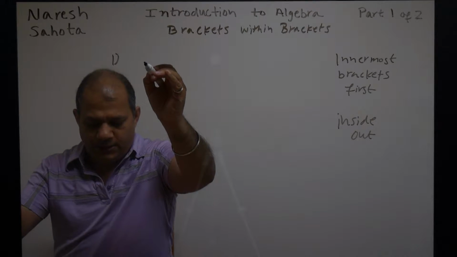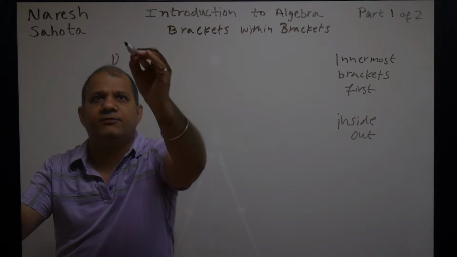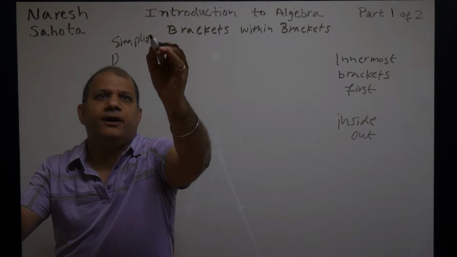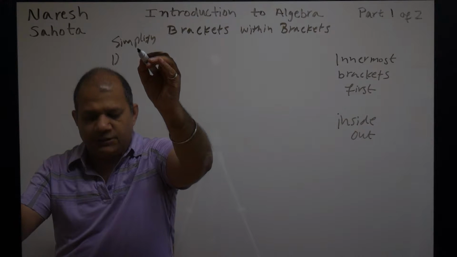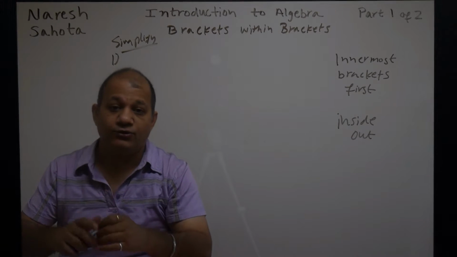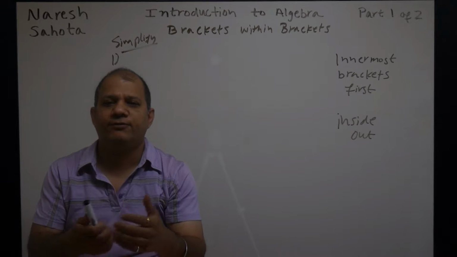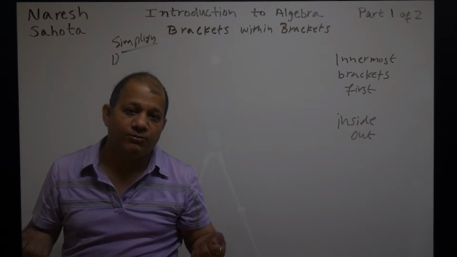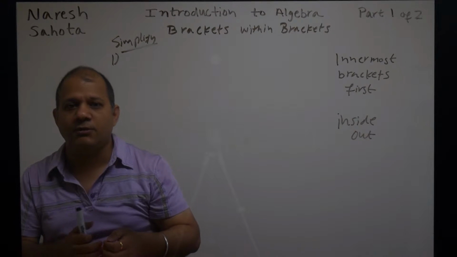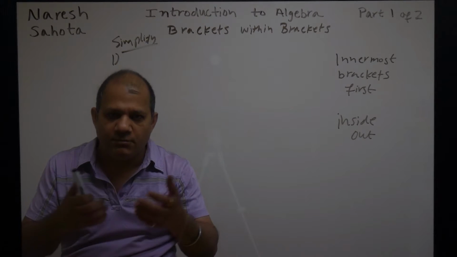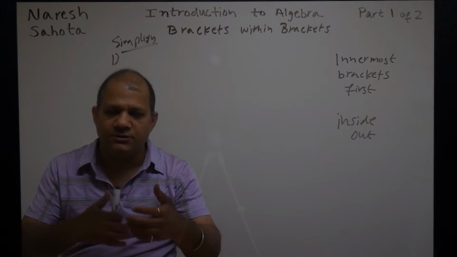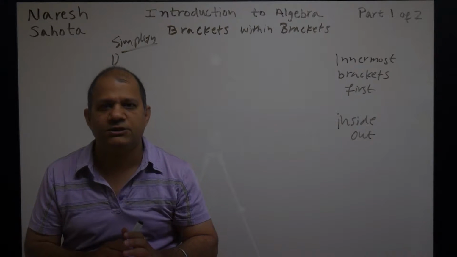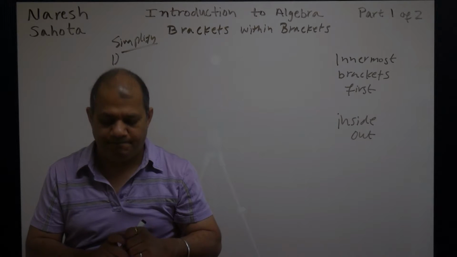So example 1. The question would say simplify. The question is not going to tell you to remove brackets. That's something you have to figure out on your own, that in order to simplify, I need to remove brackets, I need to work with my operations, multiplication, division, subtraction, addition, whatever the case may be. The question would simply say simplify.